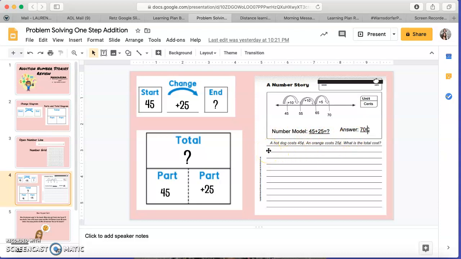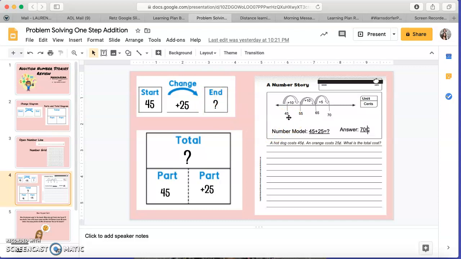The story is a hot dog costs 45 cents, an orange costs 25 cents. What is the total cost? Well, I know the parts, the 45 and the 25, so I have 45 and 25. And now I have to get my total. Okay, if I do a change to more, I'm starting at 45 and I'm adding 25 more to get to my end. And one way to figure it out, I used an open number line.